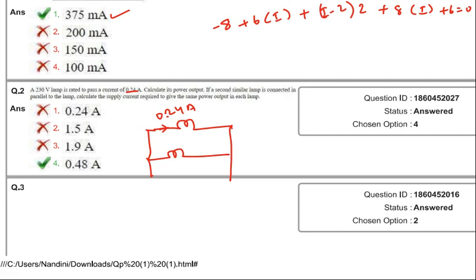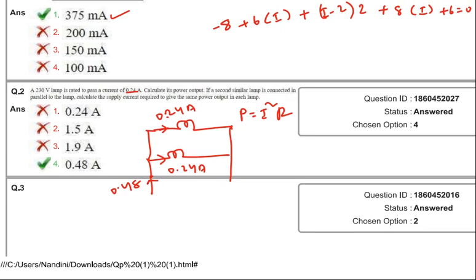For giving the same power output, P equals I squared R. For the same power output, what should happen? The same current it has to draw, that is 0.24 amps. Then only I squared R becomes equal in both cases. So in total, how much current will it draw? 0.24 and 0.24, total 0.48 amps current. So this is the correct answer.